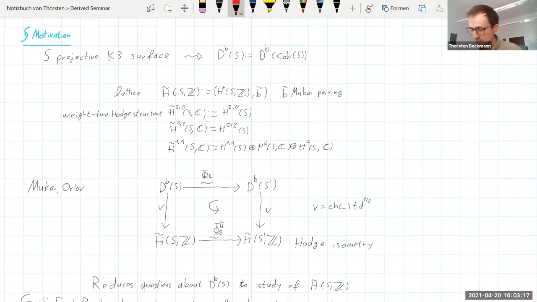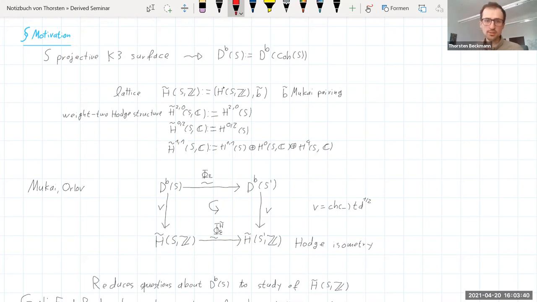The situation for K3 surfaces is, I would say, probably rather well understood. For a K3 surface, we can look at the following lattice. A lattice is a free Z-module, and as a Z-module we just take the full integral cohomology of the K3 surface. This has a quadratic form, which I denote by B tilde, and B tilde is the Mukai pairing.